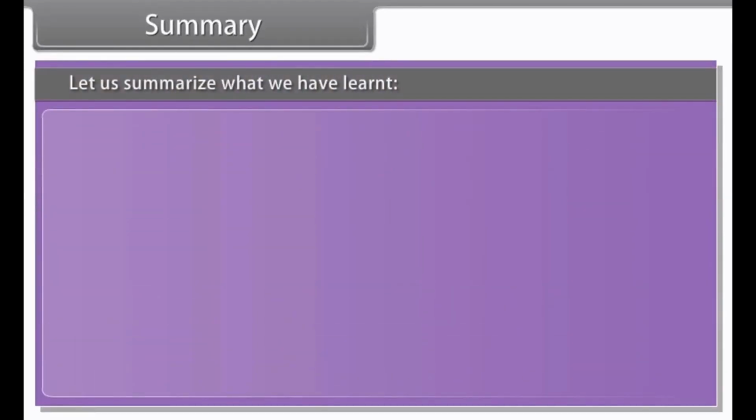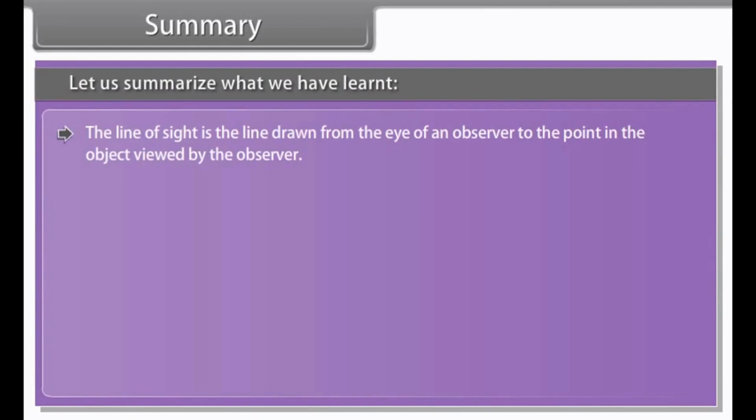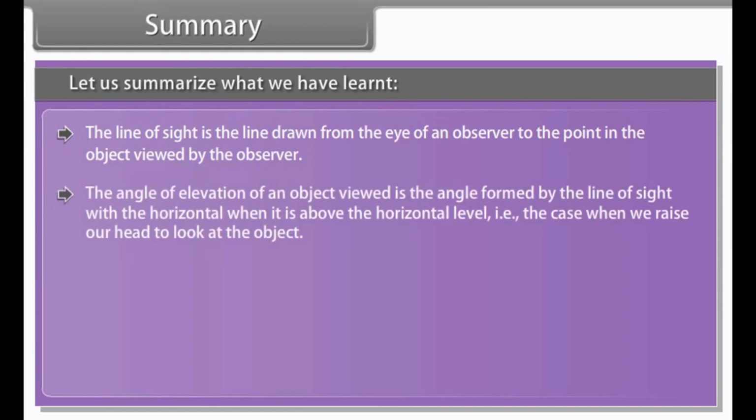Summary. Let us summarize what we have learned. The line of sight is the line drawn from the eye of an observer to the point in the object viewed by the observer. The angle of elevation of an object viewed is the angle formed by the line of sight with the horizontal when it is above the horizontal level. That is the case when we raise our head to look at the object.